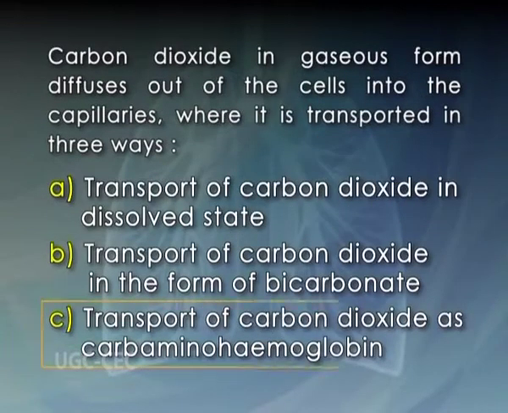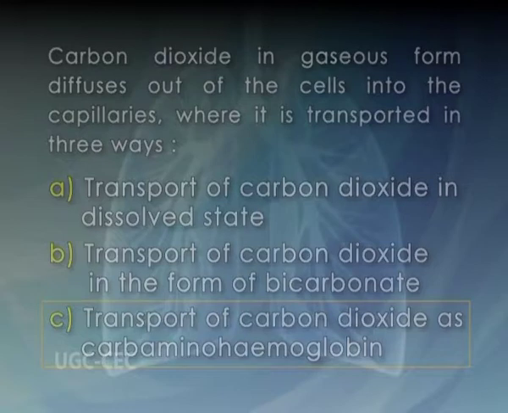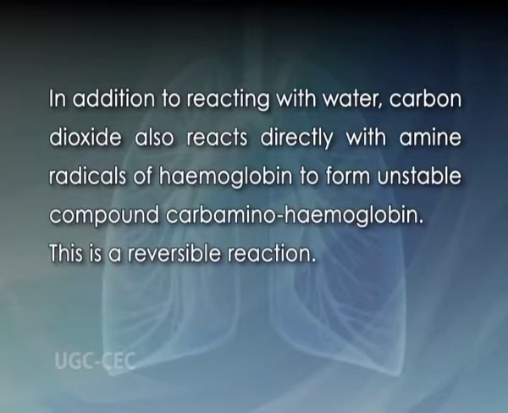Next comes transport of carbon dioxide as carbaminohemoglobin. In addition to reacting with water, carbon dioxide also reacts directly with amine radicals of hemoglobin to form the unstable compound carbaminohemoglobin. This is a reversible reaction. A small amount of carbon dioxide also reacts in this same way with the plasma proteins. About 23% of carbon dioxide is transported in combination with hemoglobin and plasma protein.